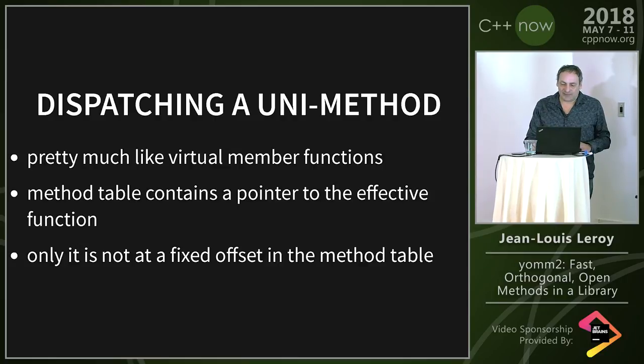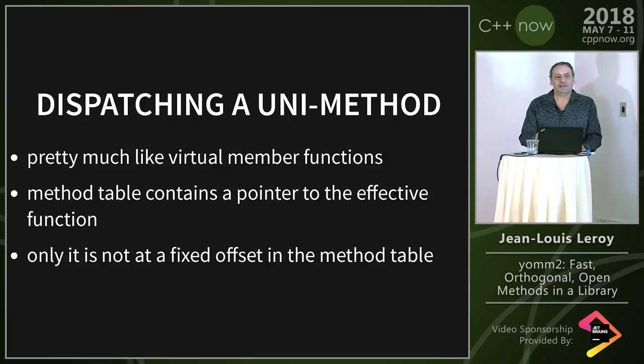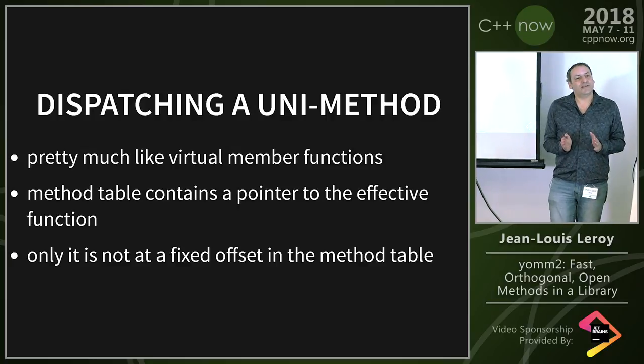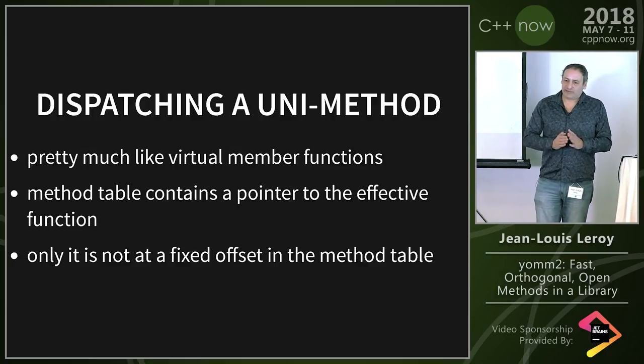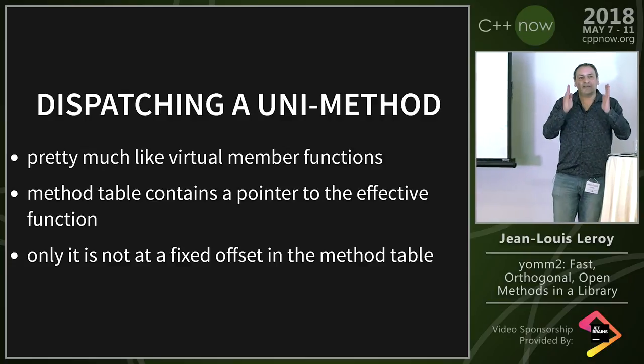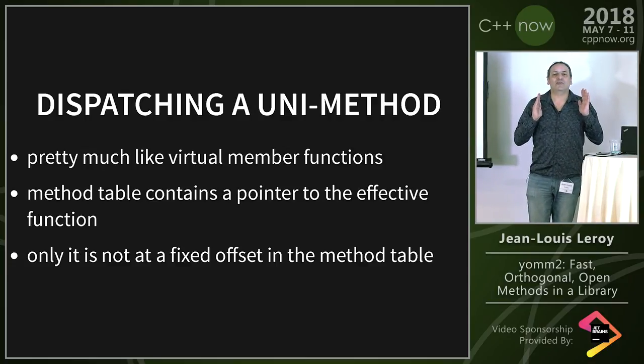So let's look at the dispatch, what happens when I call a uni method like pay. What happens is very much like virtual member functions. Employee and manager have an associated table, which has a certain number of slots, and pay occupies one slot in that M table. V table, for methods I call them M table. So pay occupies one slot, and in the case of a uni method, that slot simply contains the pointer to the function to call.